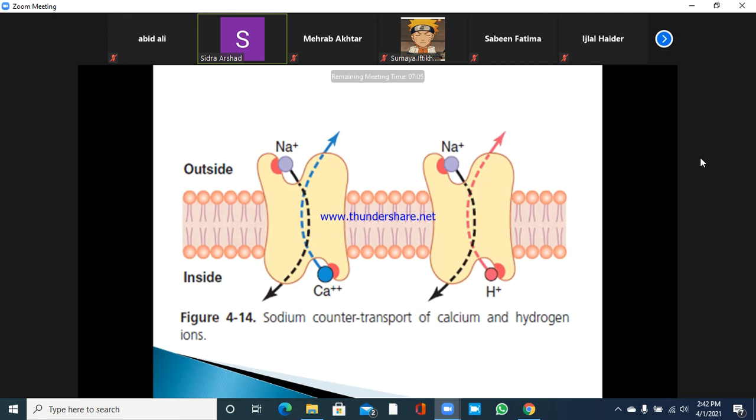co-transport and counter-transport. So in co-transport, the particle which is moving along the concentration gradient and the other particle which is just moving along with it, both of them are moving in the same direction. And in counter transport, one ion which is moving along the concentration gradient and the other ion which is moving along with it, they are moving in the opposite directions. So that is why we call that as counter transport. So this was all about active transport. If there is any question, you can ask.